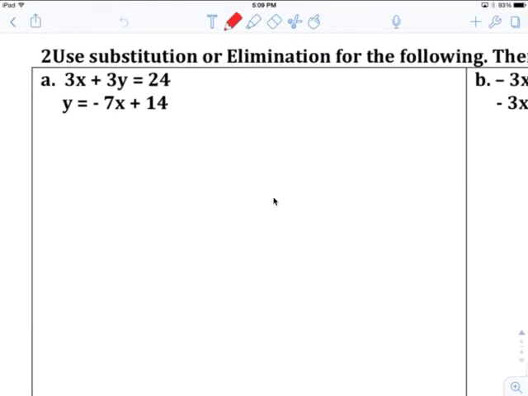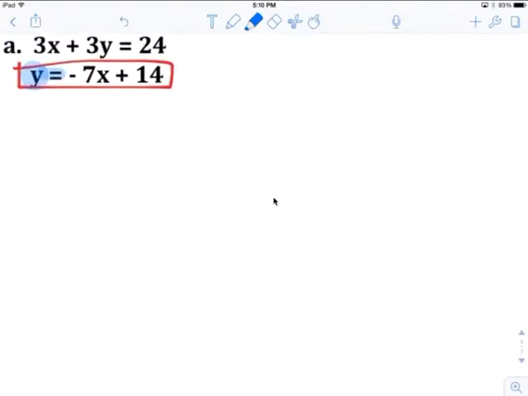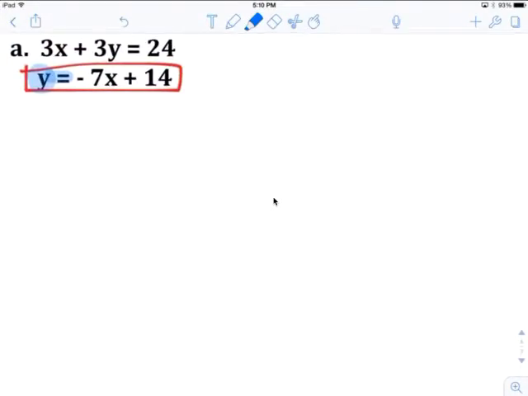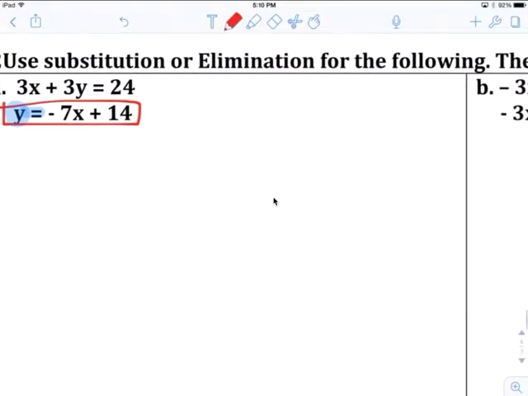Because this is in slope-intercept form. That means y is by itself. Y equals something, or a letter equals something. They can use m and b, but when it's in slope-intercept form, we can save that one. Save the one that's in slope-intercept form. Y equals negative 7x plus 14.